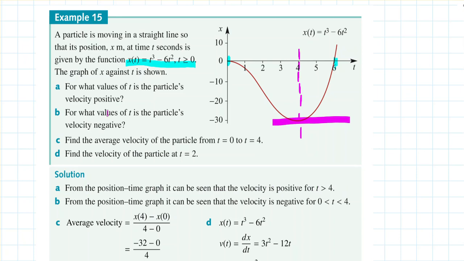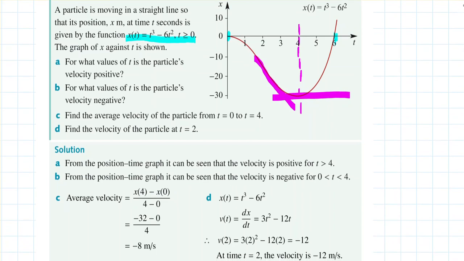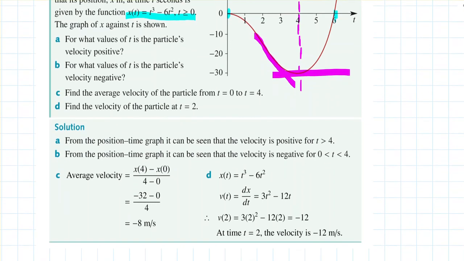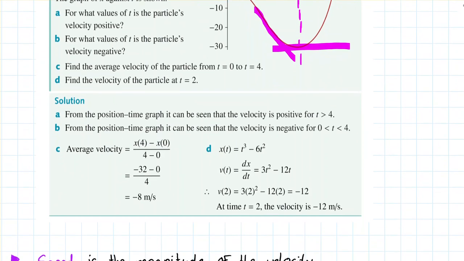Okay, and then the other question: for what values of t is the particle's velocity negative? Well, that must be, of course, the other side, right? If we have a look at the gradients of the tangents to the left-hand side of 4 seconds, so between 0 and 4 seconds, we're going to have a negative velocity, which is the answer to question B. From the position-time graph, it can be seen that the velocity is negative for t greater than 0 and less than 4.